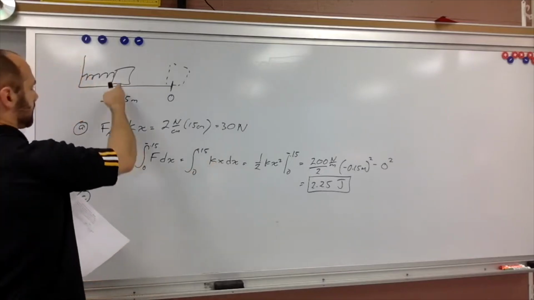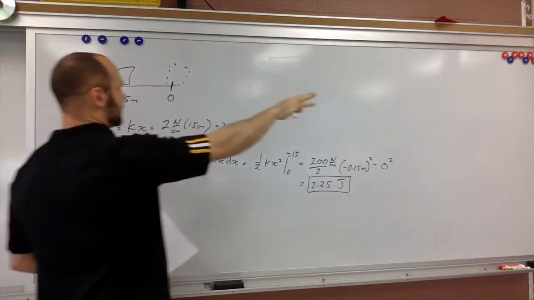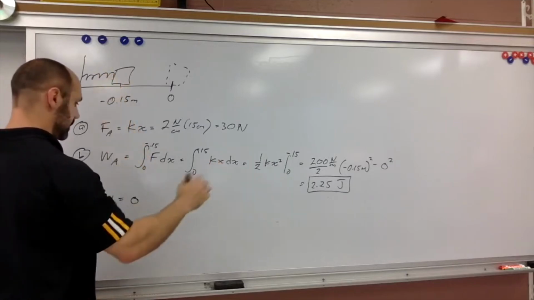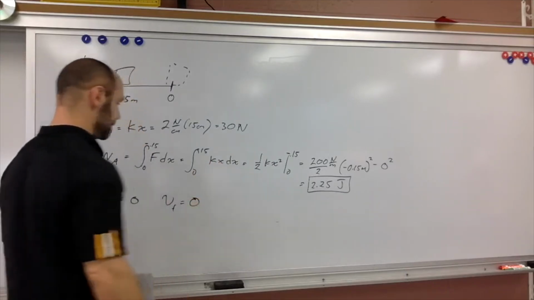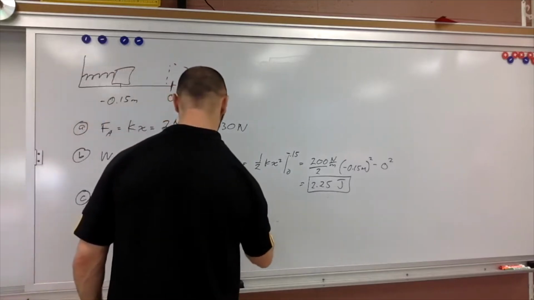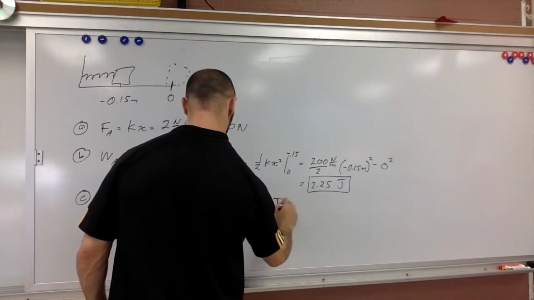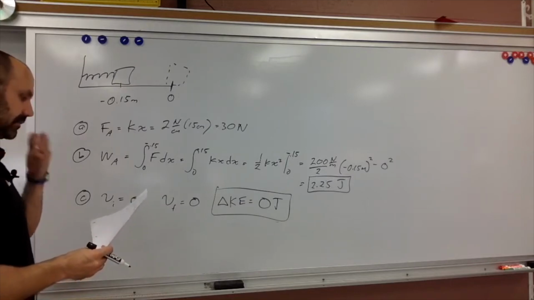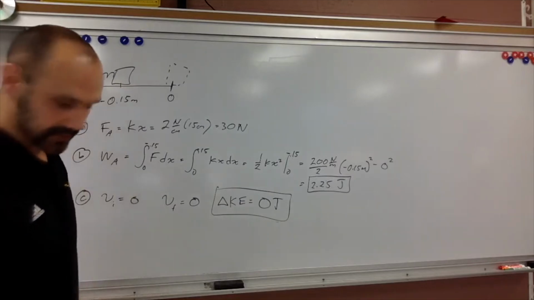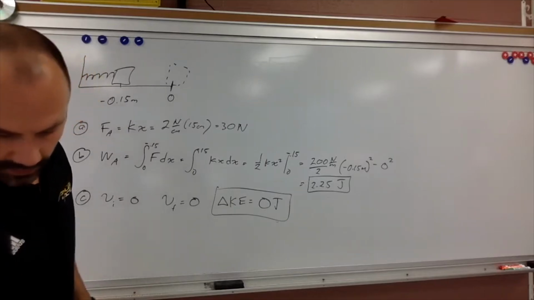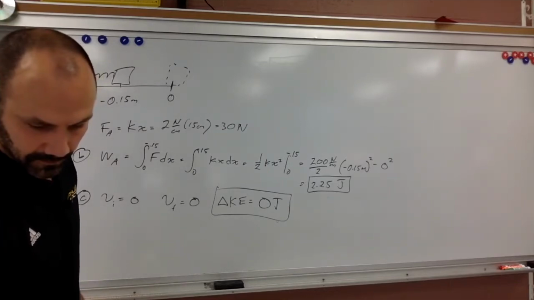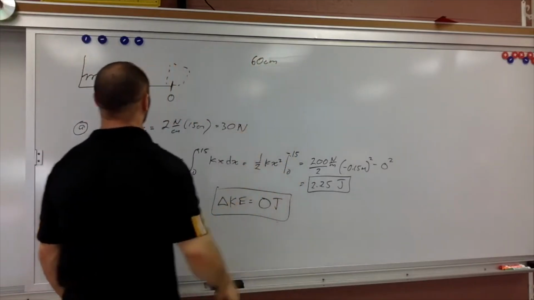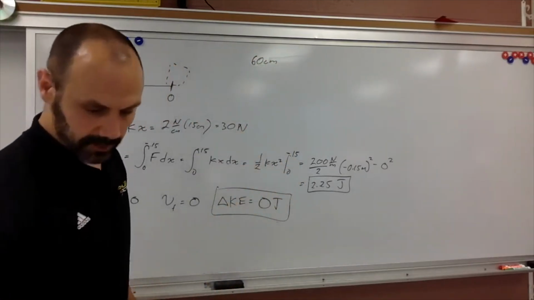Actually, from the time it's released here to the time it comes to rest over there, what's the velocity? The initial velocity is 0 from the time it's released, and then when it comes to rest, Vf is 0. So delta KE, the change in kinetic energy, is 0 joules. Now we want to find what mu K is, the coefficient of friction. Let's see, it goes 60 centimeters across a rough horizontal table. And we know that this block is 2 kilograms.